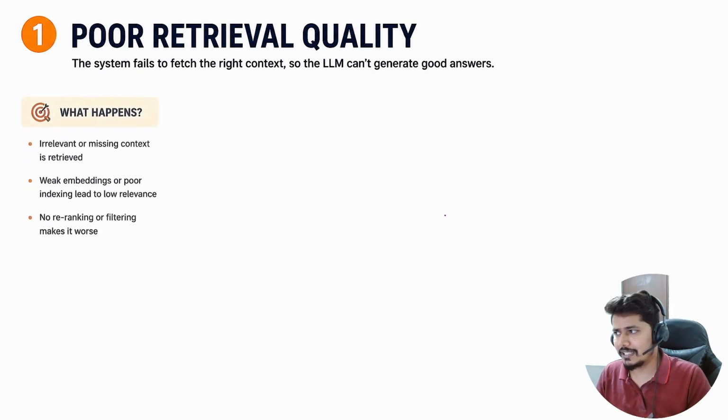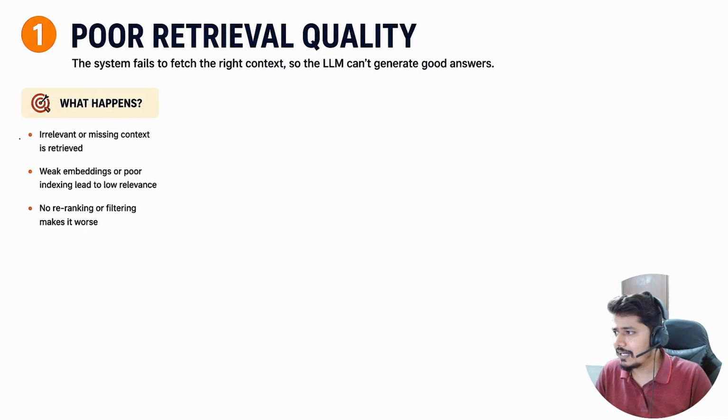Let's understand what exactly it is. Poor retrieval quality means irrelevant or missing context is retrieved. Whatever question the user is asking, if the content retrieved from the vector database is not relevant to that query, it leads to poor retrieval quality. Then, weak embeddings or poor indexing. Embedding and indexing are the core part of the RAG application. If your embedding itself is poor, you have not used the right models to embed the data, or you have not used the right chunking strategy, then obviously your embeddings will be poor. And if you are not doing the data indexing properly, again, you will face issues while retrieving the data. That again leads to poor retrieval quality.